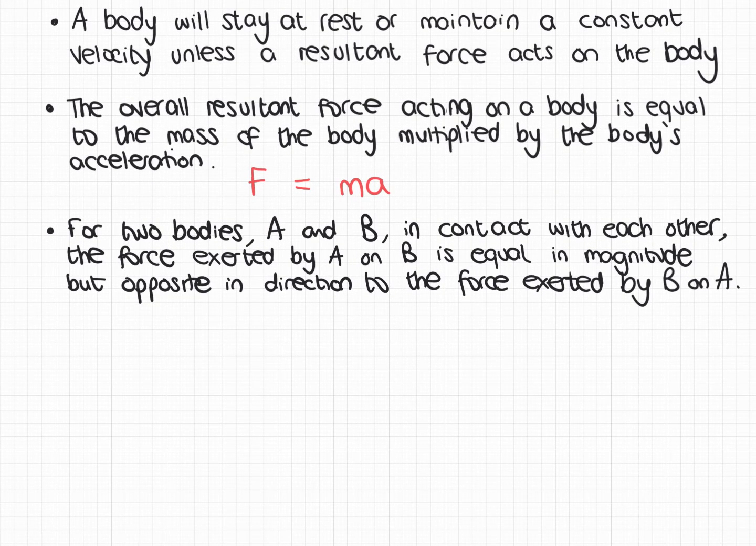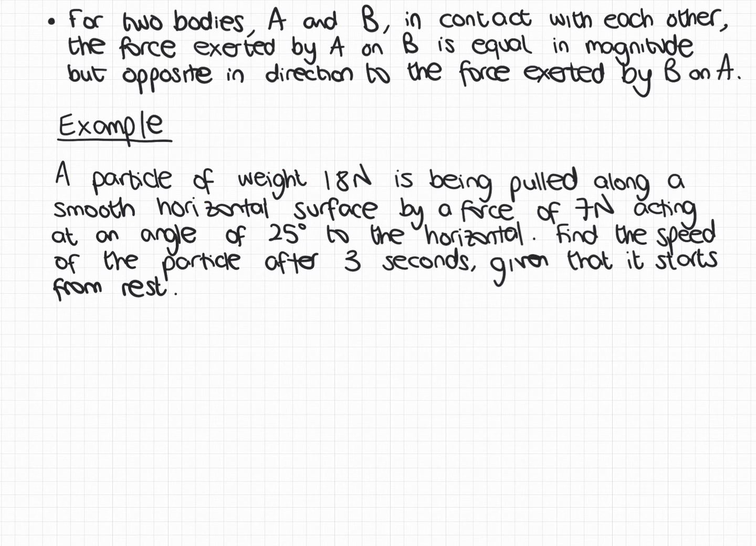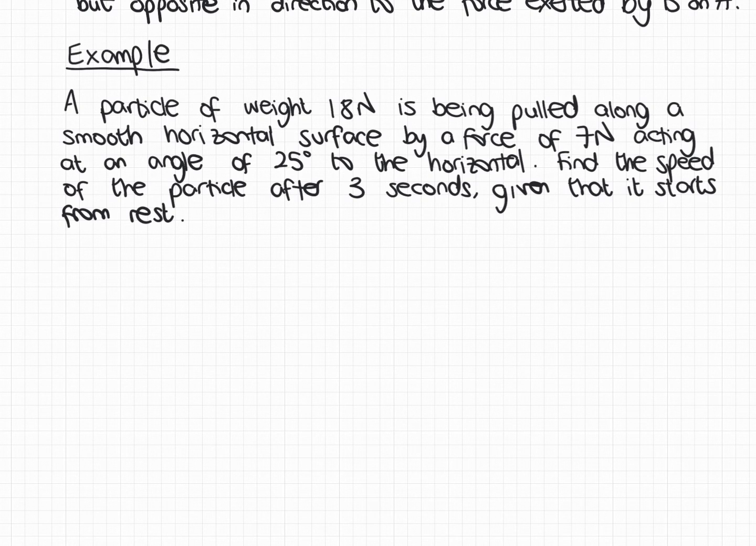Right, let's do one really quick, easy example of this then. Okay, you can pause this to copy it down, but a particle of weight 18 newtons is being pulled along a smooth horizontal surface, so there's no friction here, by a force of 7 newtons acting at an angle of 25 degrees to the horizontal. Find the speed of the particle after 3 seconds given that it starts from rest.